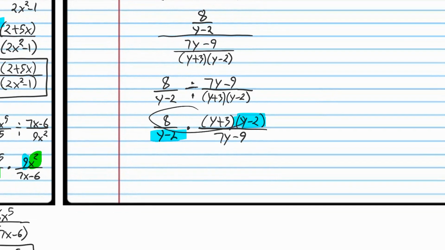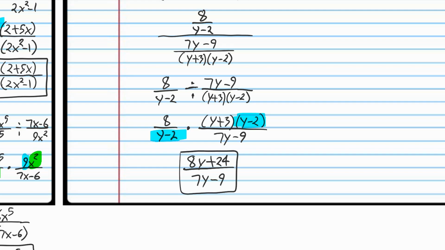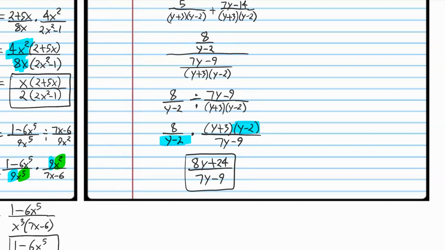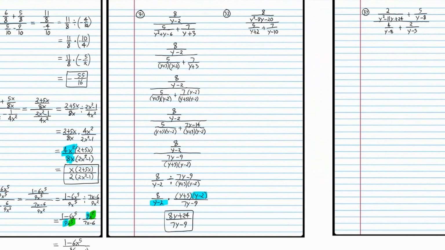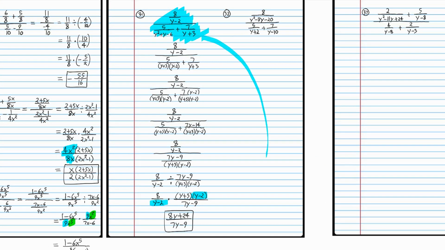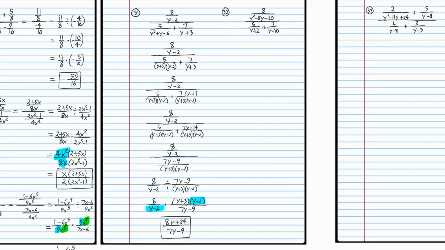Now 8 times y plus 3 is 8y plus 24. And 7y minus 9 times 1 would just be 7y minus 9. Multiplying by 1 doesn't change anything. So, as you can see, this really complicated expression simplified all the way to 8y plus 24 over 7y minus 9. That's the power of simplifying complex fractions.